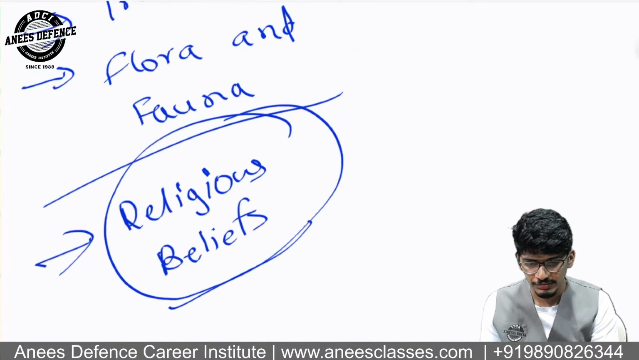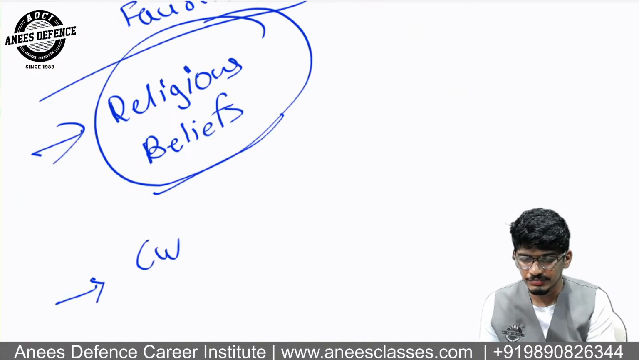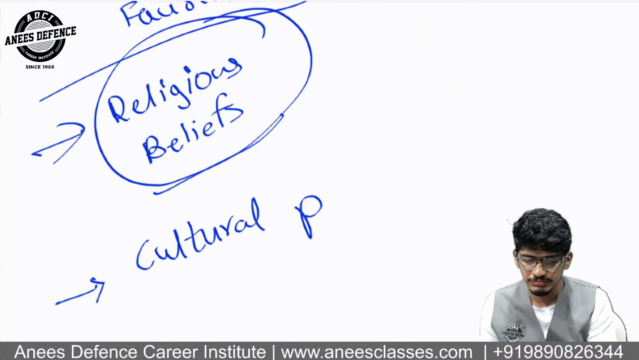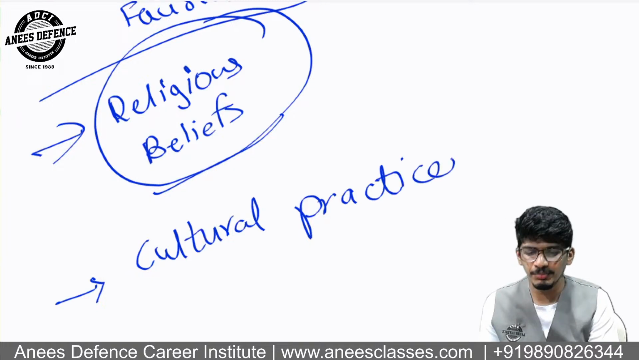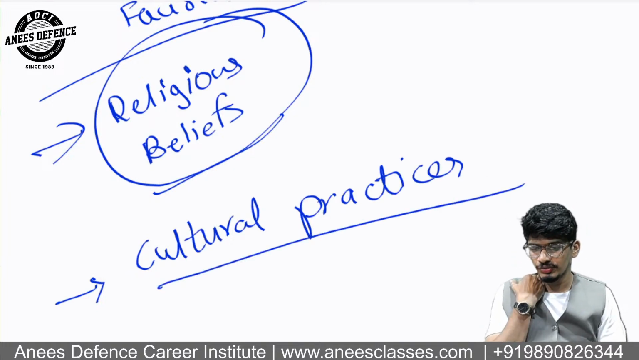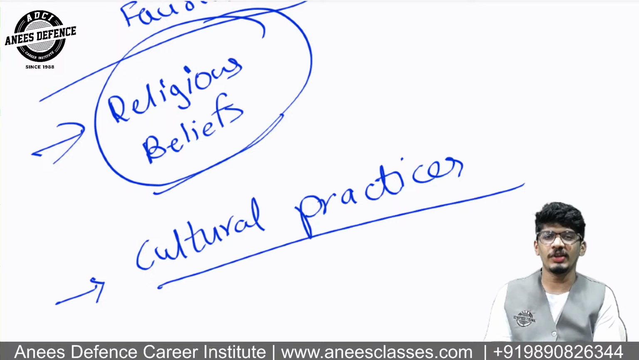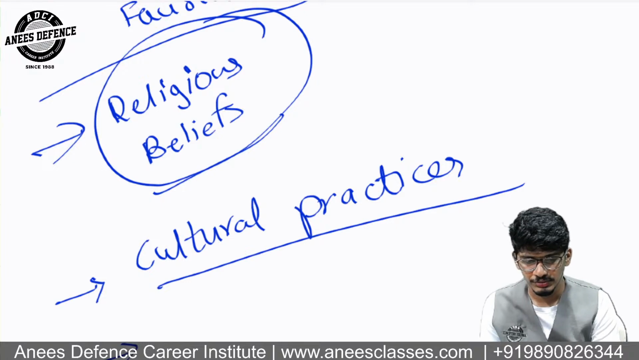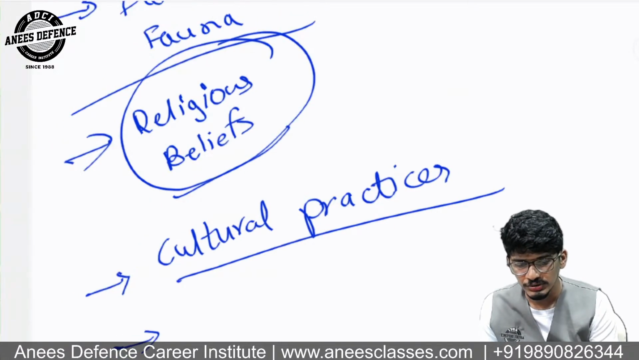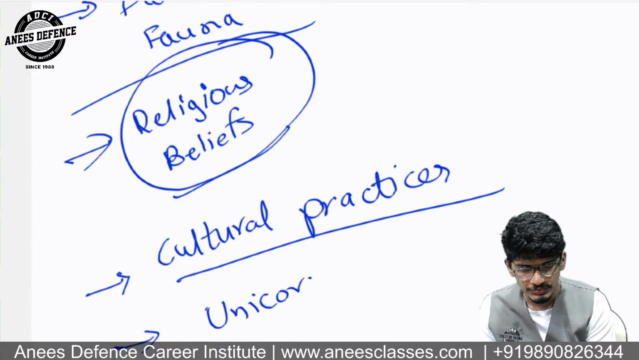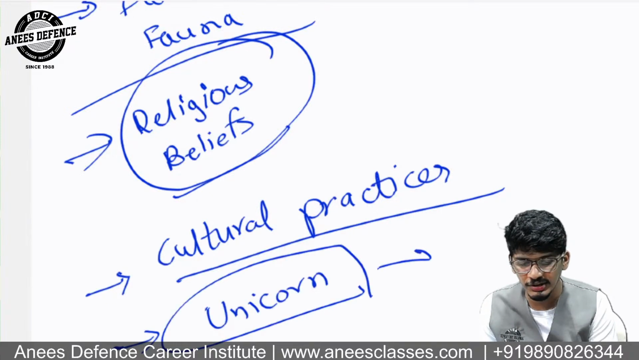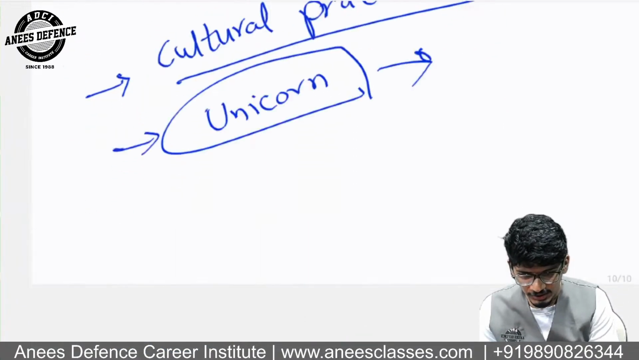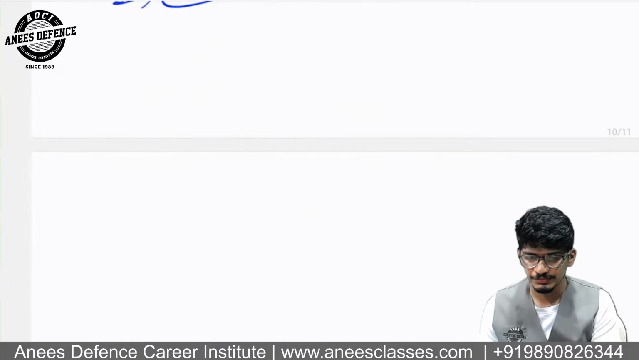Next, we get to know about their cultural practices. For example, there's a seal which shows a sacrifice of a woman. And it also shows a very famous animal called the unicorn. Now this is not a real animal. It is a mythical animal. So maybe this had a religious purpose for this civilization.